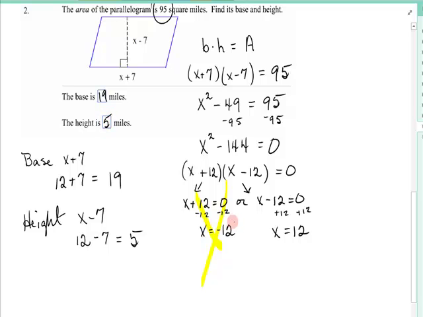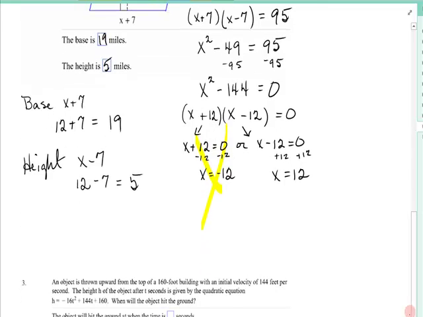Once again, x can be negative 12, but it cannot be negative 12 and give me valid base or height. So sometimes we throw numbers away because they cannot be realistic in our application problems. Okay, we have one more.